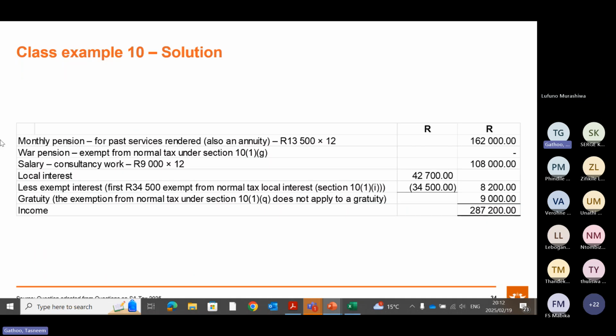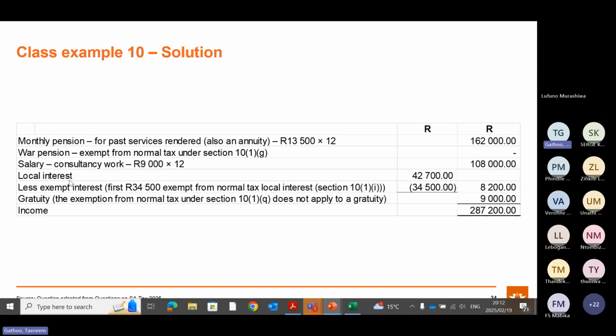To calculate this, his monthly pension for past services rendered is included. He will receive 13,500 multiplied by the 12 months, which is 162,000. The war pension in this case would be included, but then exempt in terms of Section 10(1)(g). So in this case I just showed the zero. I didn't show the full calculation. You'll still get your full mark. Okay, then the salary for the consultancy work, so 9,000 multiplied by 12 gives you 108,000, which is included.